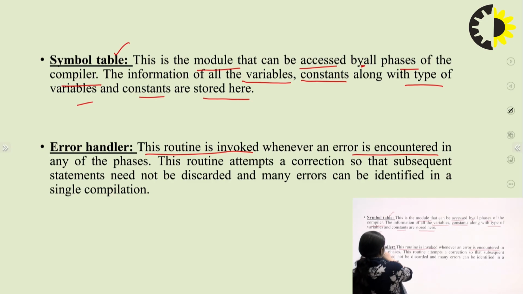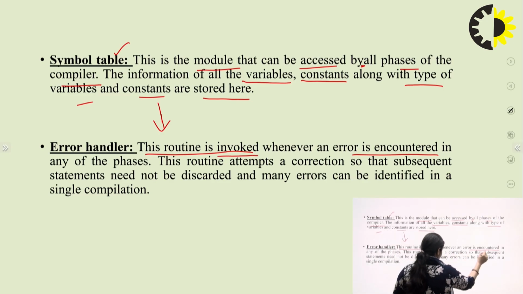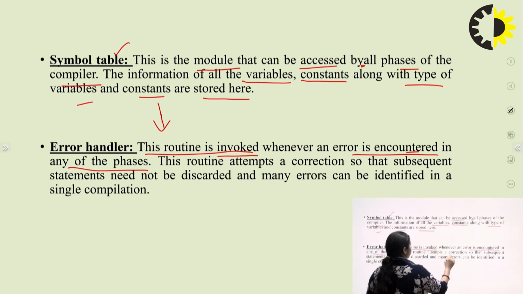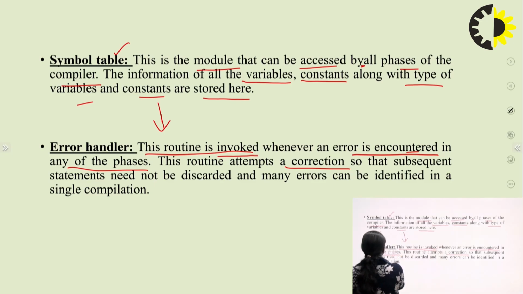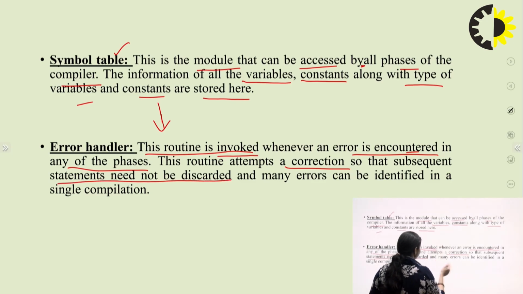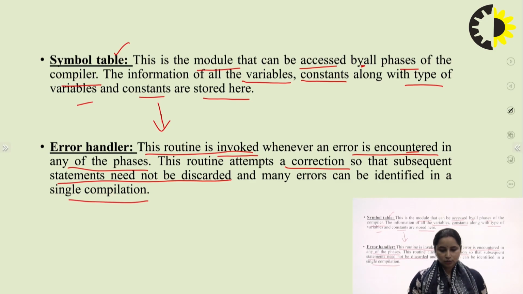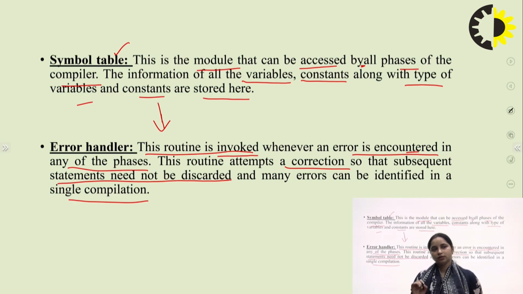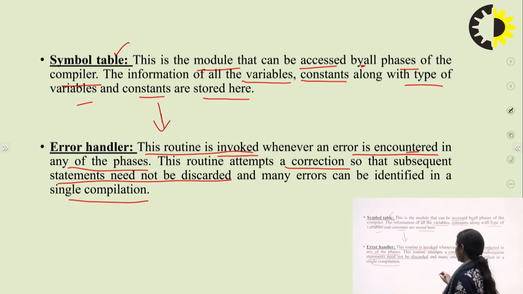So whatever the symbol table is giving now, the error handler is invoked whenever an error is encountered in any of the phases, right? This routine attempts a correction so that the subsequent statements need not be discarded and many errors can be identified in a single compilation. So I think you are getting what the job of the error handler is. It is just the routine to detect whatever error is encountered, and it will display the error message.